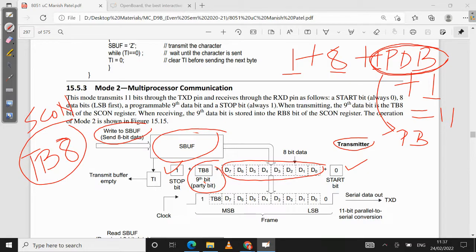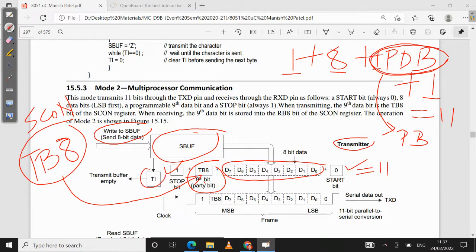So the ninth bit, the parity bit, where will we take it from? We will take it from the SCON register. From which bit? From TB8. So this ninth bit while transmission is copied from TB8 so that it becomes 11 bit.